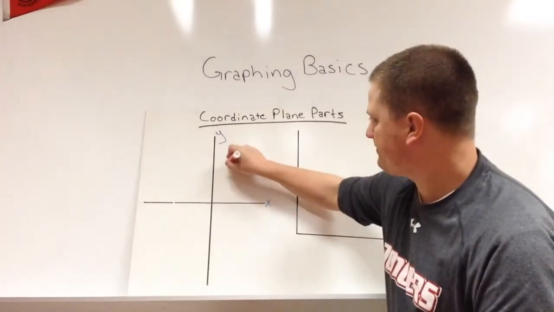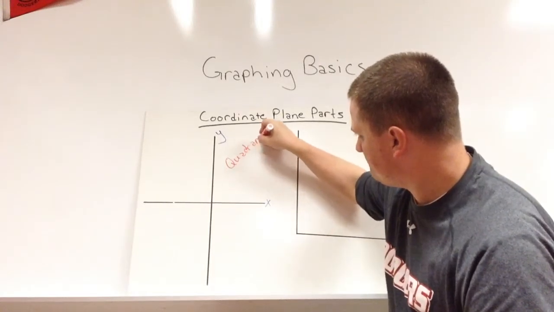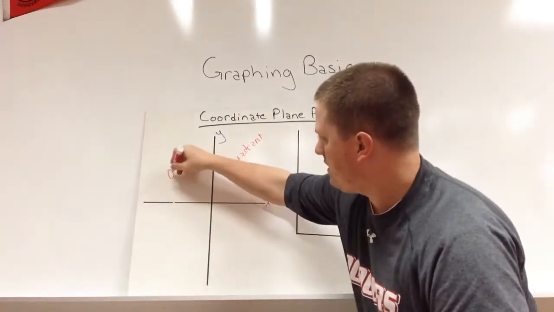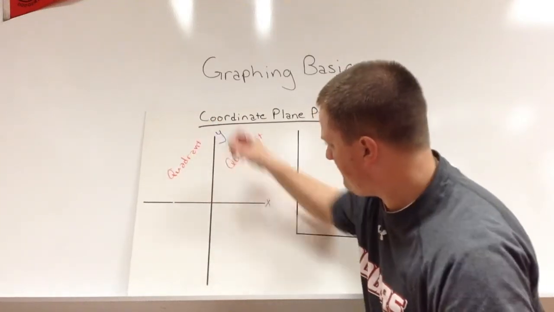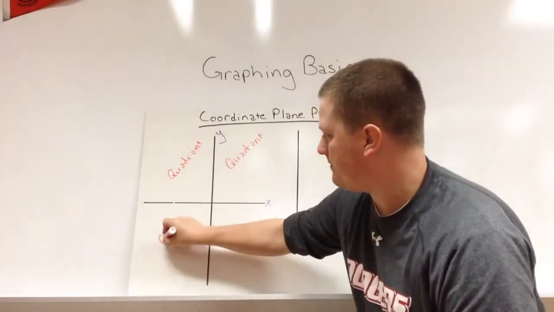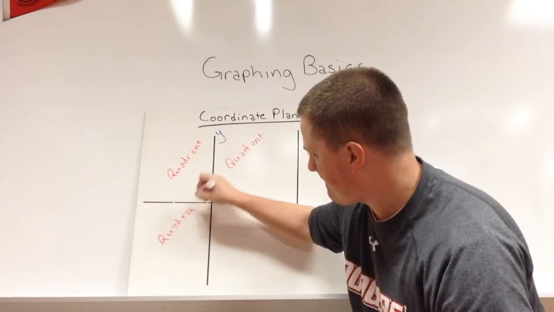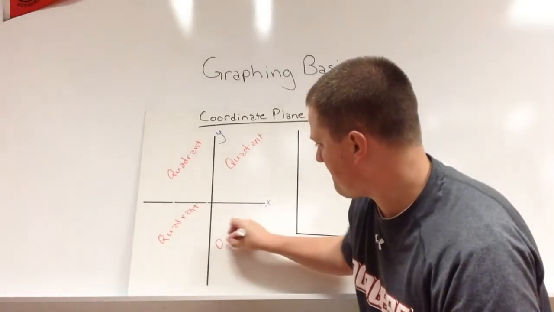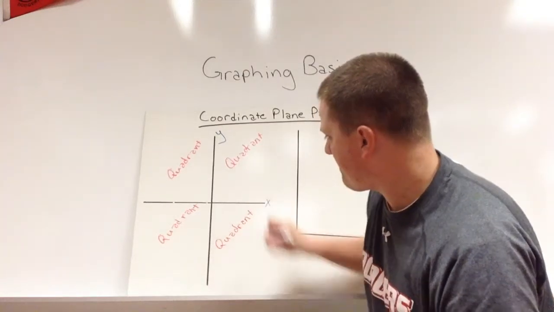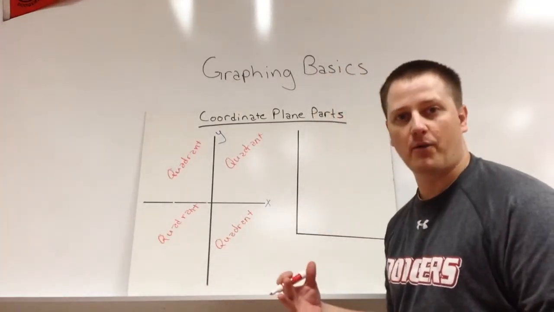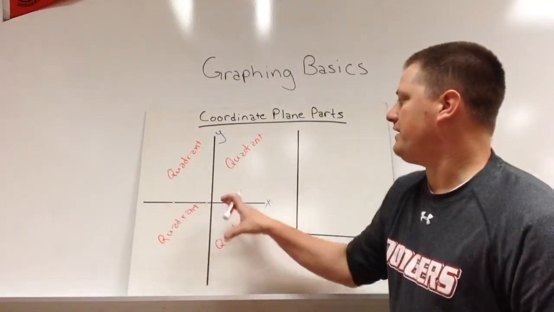What we have is a quadrant here, a quadrant here, and then two quadrants at the bottom here. They're called quadrants because there are four of them, hence the term quad. So we have these four.